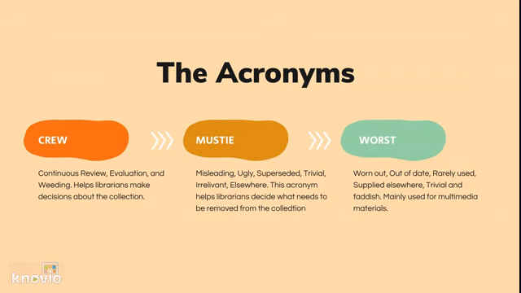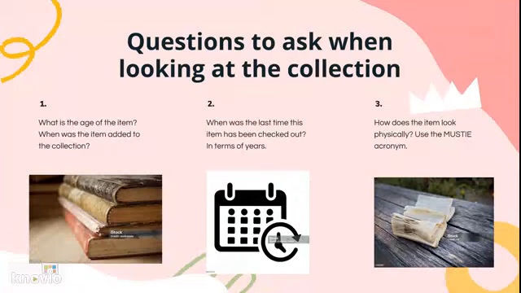And then the next acronym, WORST. W is worn out. O is for out of date. R is rarely used. S is supplied elsewhere. T is trivial and faddish. And this WORST acronym is mainly used for multimedia materials.